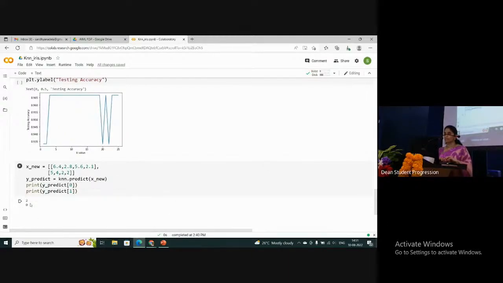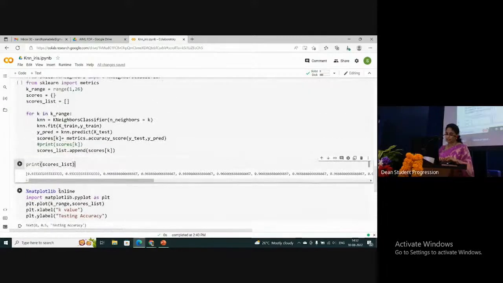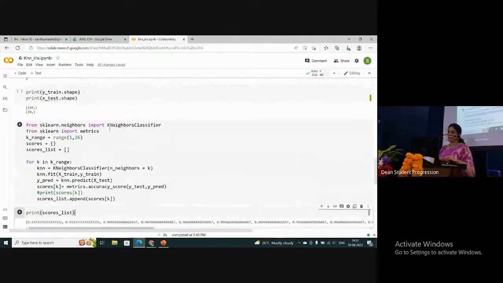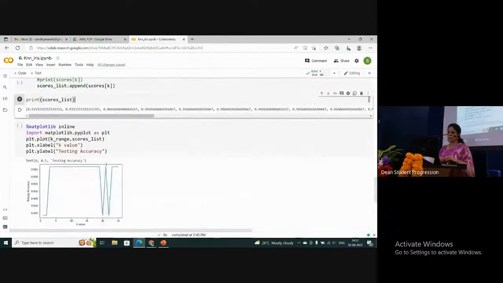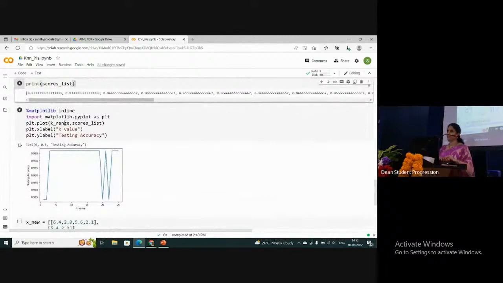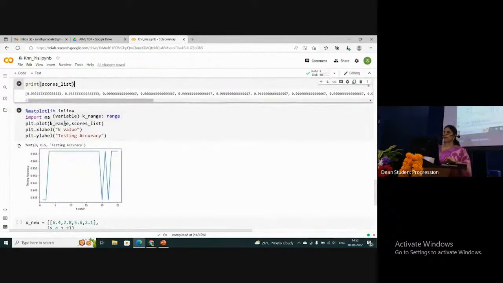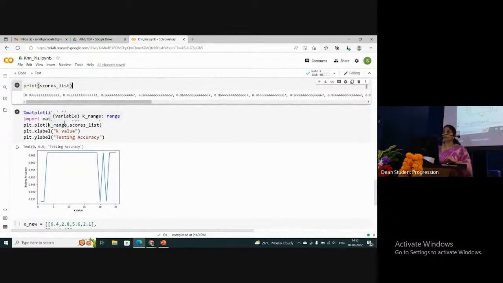Wherein the accuracy is correct. I mean, it came correct. Now here, what is the disadvantage with this one? I told you, how do I predict the k value? You have predicted your k value, very good. Here already I have predicted my k value, but this k value may not be valid.